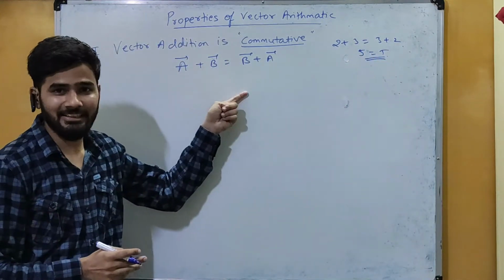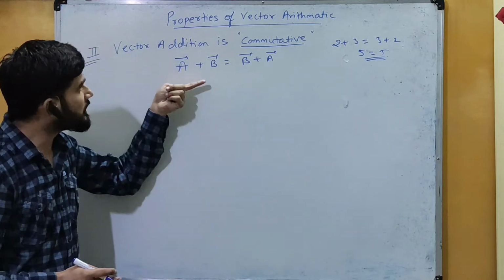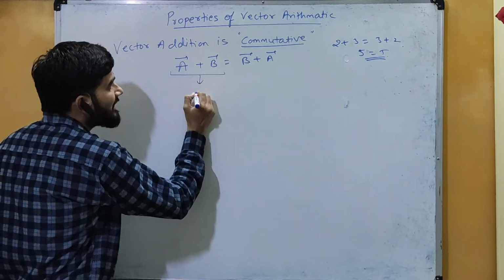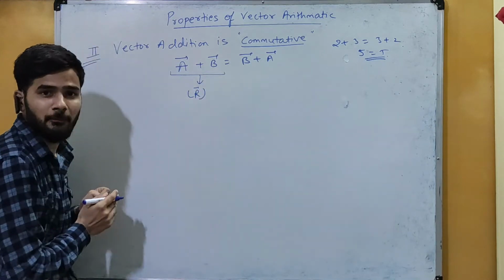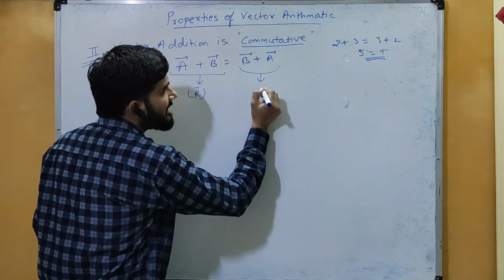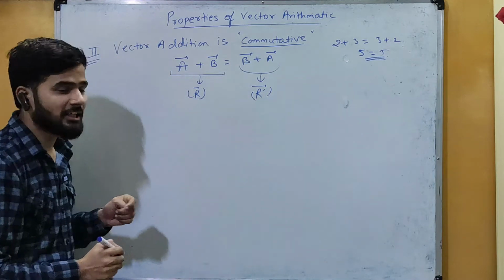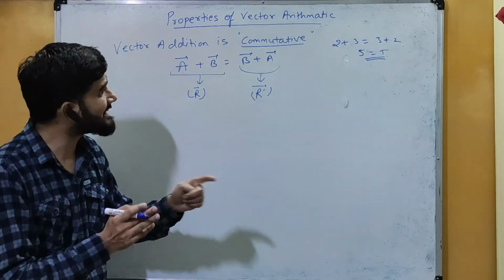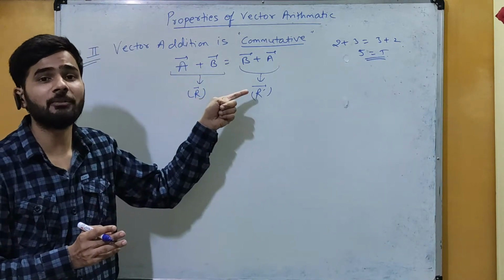So in case of vector notation, when we are adding the two vectors A plus B, then we will get some resultant vector R. And here also B plus A, let us assume that the vector we get is R dash. तो यहाँ पर क्या ये R और R dash दोनों बराबर हैं? In that case, that represents the commutative law.